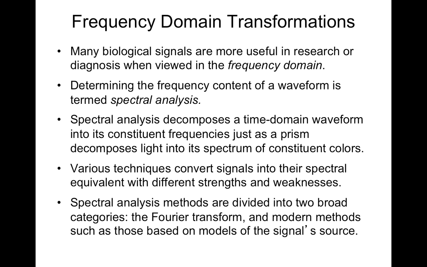Various techniques are used to convert signals into their spectral equivalent, and these have different strengths and weaknesses. Basically, we can divide these into 2 categories, the first being the Fourier transform, and the other being more modern methods such as those based on models of the signal source.